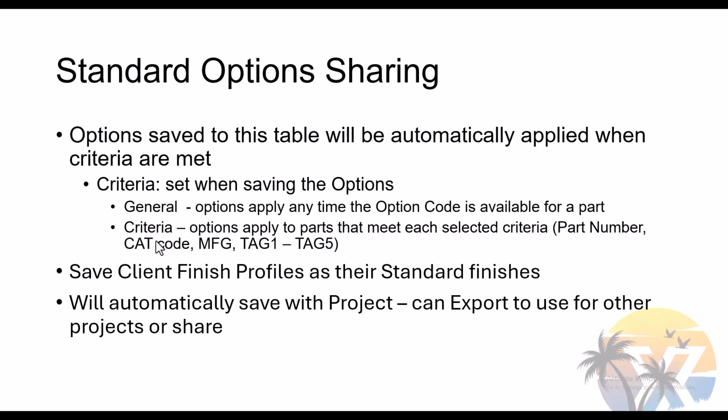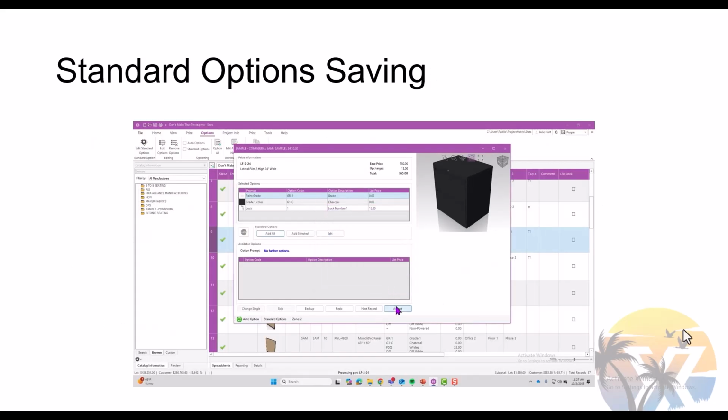The different criteria that you can save your standard options with include the part number, catalog code, manufacturer code, and any of your 5 tagging categories. You can save it as client finish profiles. They will automatically save with the project, but you have to export them to either share or to use them in another project.